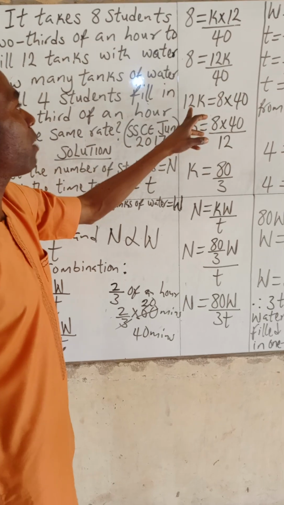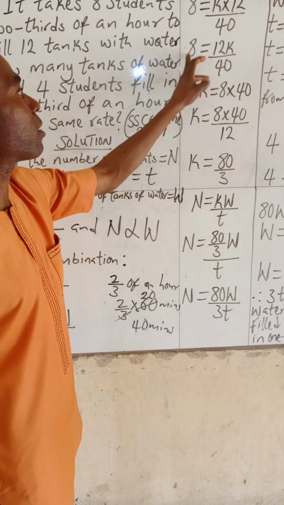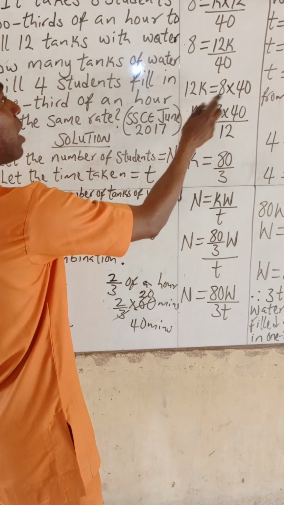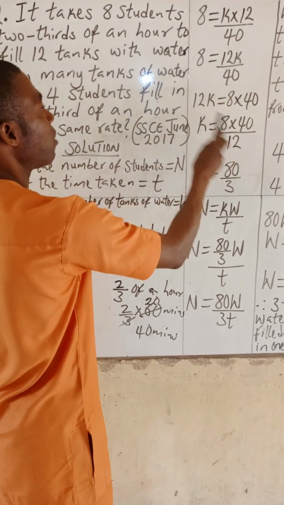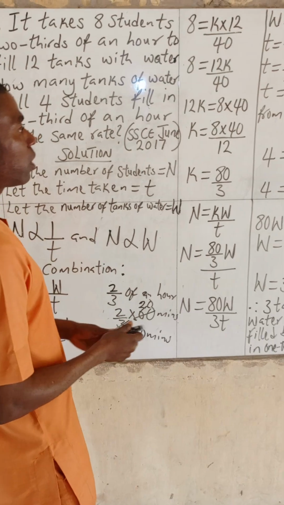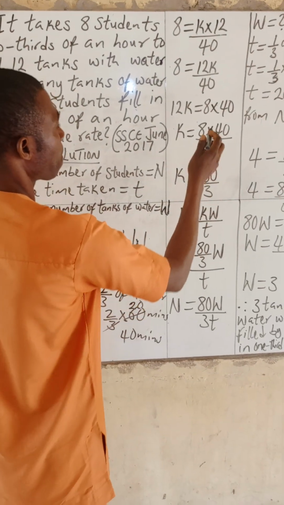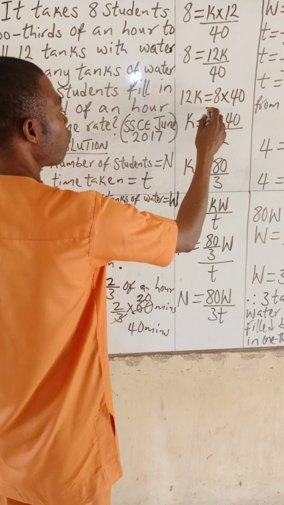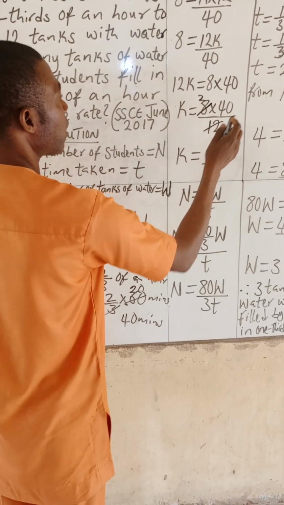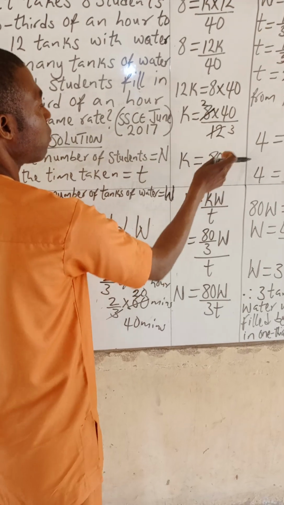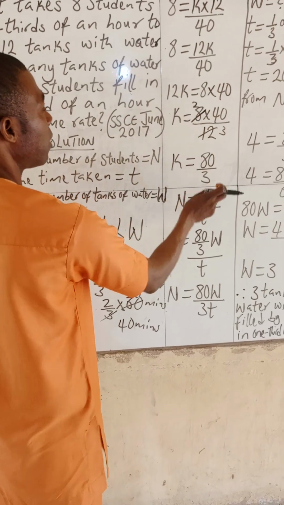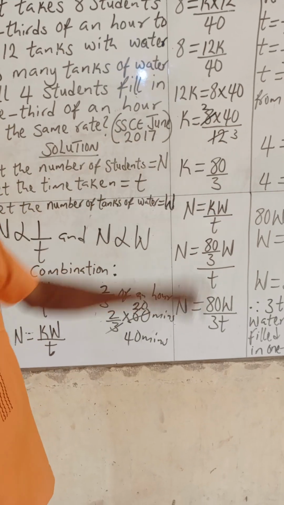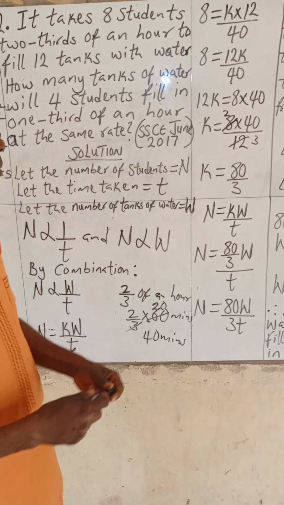If you cross multiply, we have 12k equals 8 times 40. So to find k, we have k equals 8 times 40 divided by 12. We are going to reduce it here. Remember, 4 here gives us 2, 4 here gives us 3. So 2 times 40 gives us 80 divided by 3. So k equals 80 over 3, which is the proportionality constant.